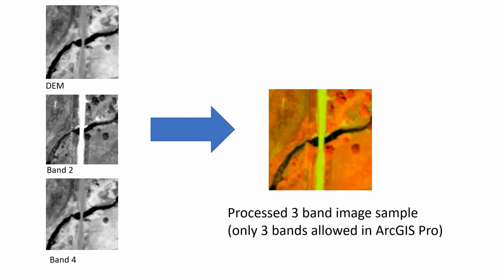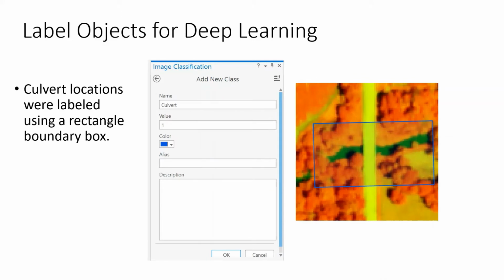So the DEM image and then the 2 bands from the aerial images were combined using the Composite tool to create one 3-band image sample. And this slide shows what labeling the objects with the Label Objects for Deep Learning tool looks like. So culvert locations were labeled using a rectangle boundary box, and that was done for each culvert location.